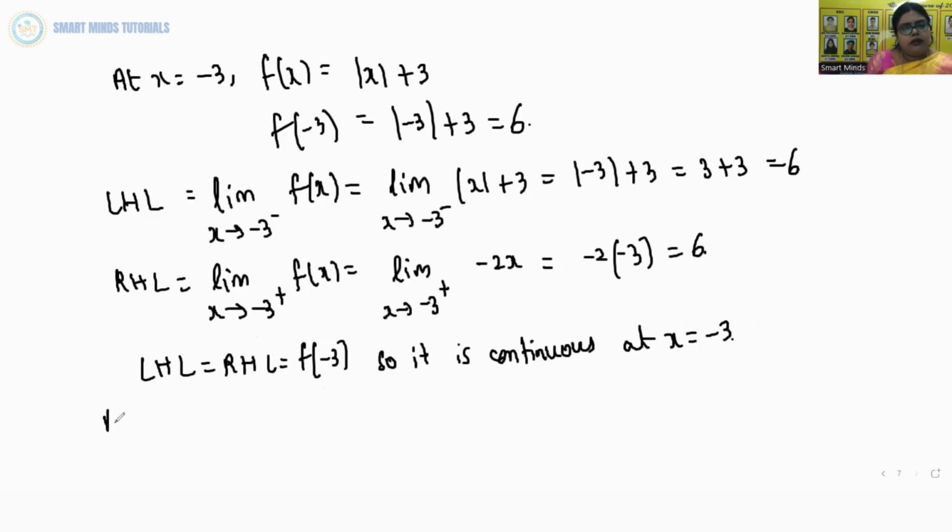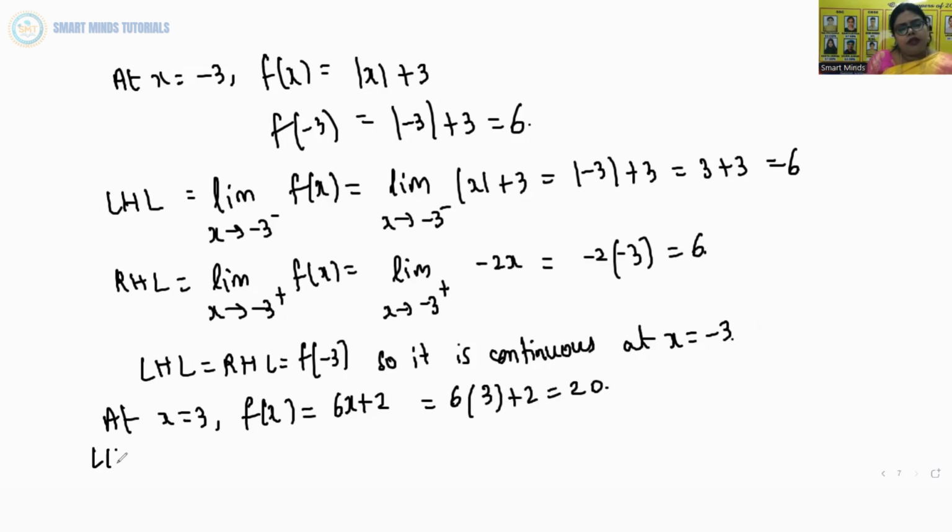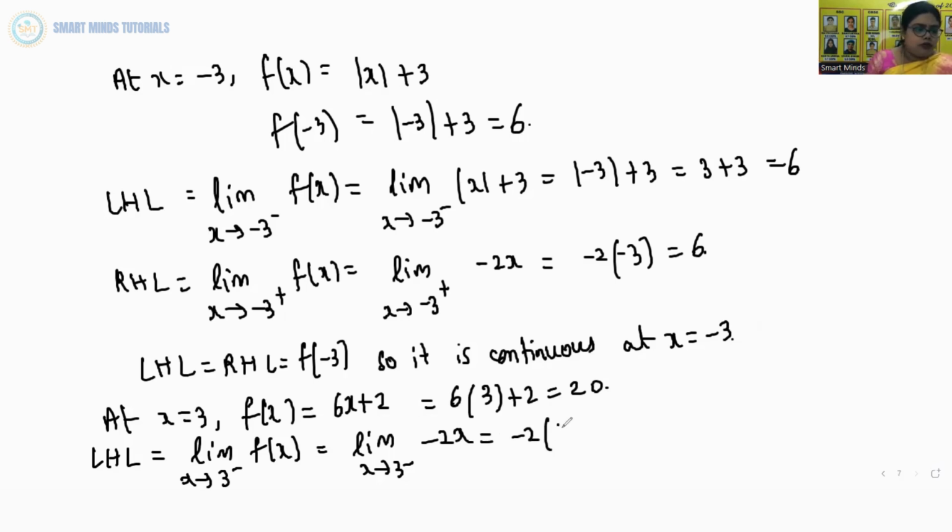Now we need to take x is equal to 3. What is f of x? F of x is 6x plus 2. Look at the functions. So that is 6 into 3 plus 2. That is 20. Now if you find left hand limit, you get limit x tends to 3 minus f of x. Now which function do we choose here? Where x is less than 3. So limit x tends to 3 minus 2x. That is minus 2 into 3, which is equal to minus 6.